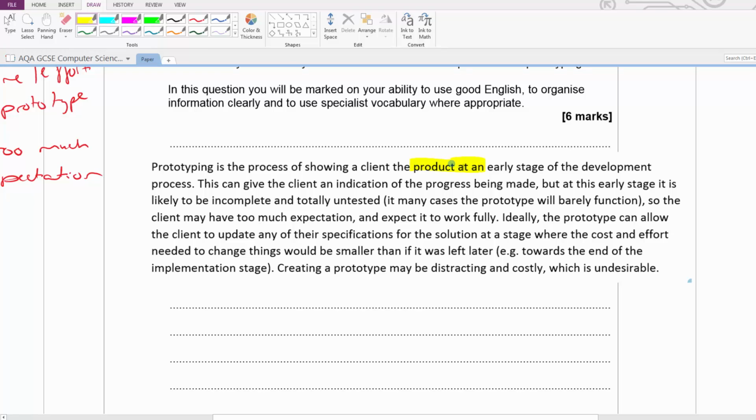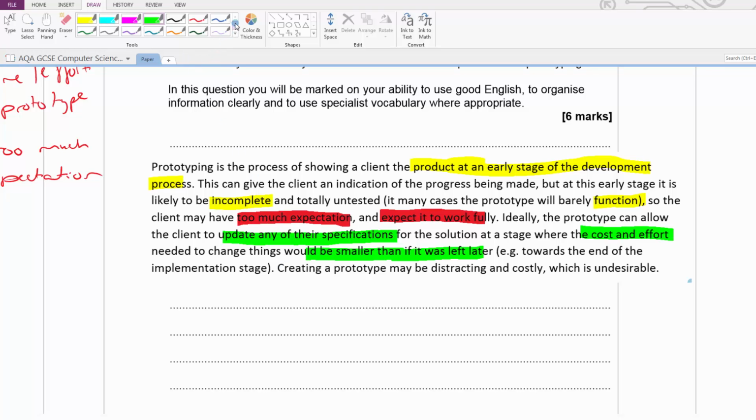So you've got my definition here, which is I guess also sort of continue, because the fact that it's incomplete and might not function is sort of part of what a prototype is. We've then got, I've kind of merged it with a disadvantage. They might have too much expectation and expect it to work fully, which would be a disadvantage. It might be a pain for the programming team to try and explain this to the client. So ideally it can allow them to update, and the cost and effort will be smaller than if it was left later on, but it might also be distracting and costly, which is obviously undesirable.